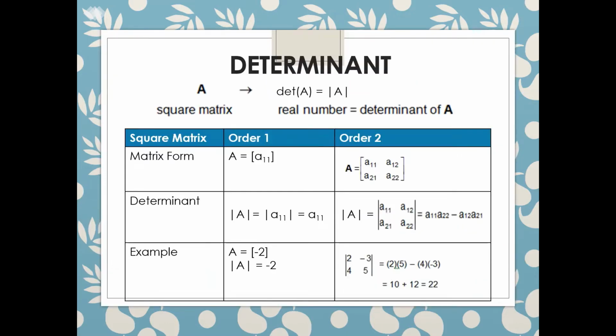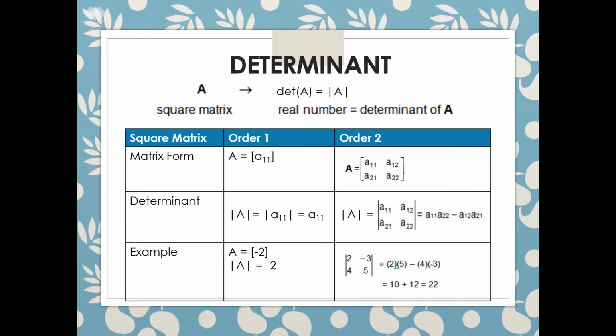Determinant of matrix A is denoted by det A or modulus A. Determinant is only defined for a square matrix. The determinant of 1 by 1 matrix is referred to the number itself. A 1 by 1 matrix is also known as a square matrix of order 1.